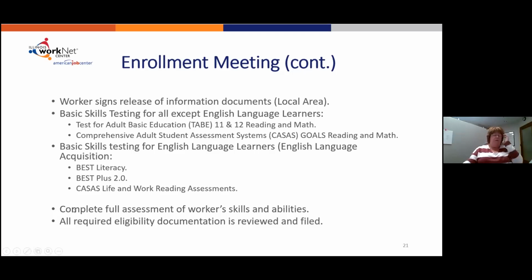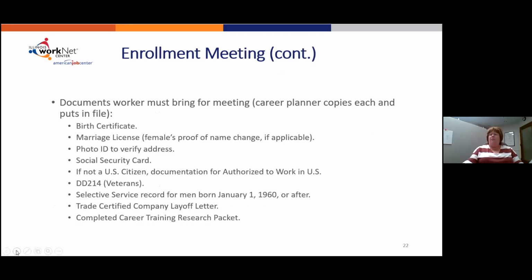You're going to complete a full assessment of that worker's skills and abilities. We have a transferable skills checklist that we will provide at a later training. And then all required eligibility documentation is reviewed and then put in the file to make sure that you have everything you need to serve that participant and meet their needs.